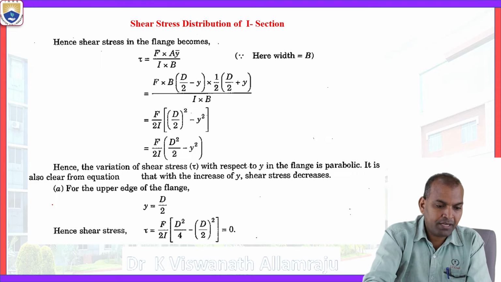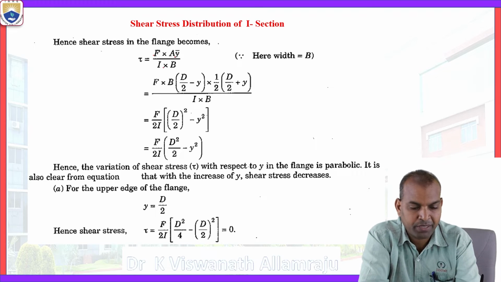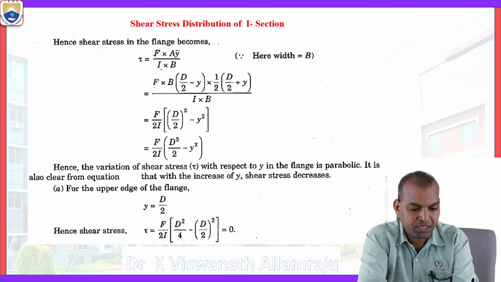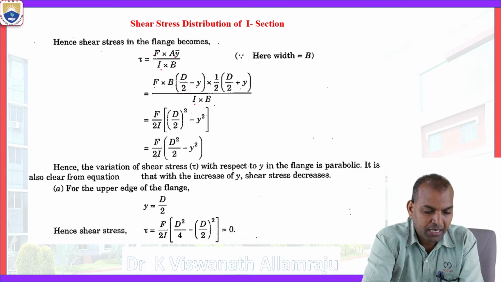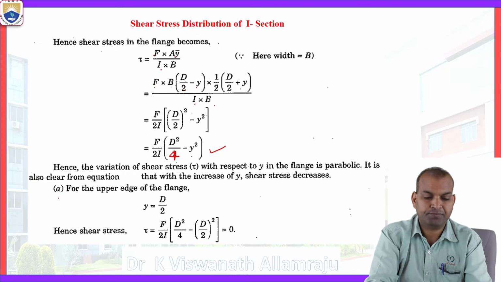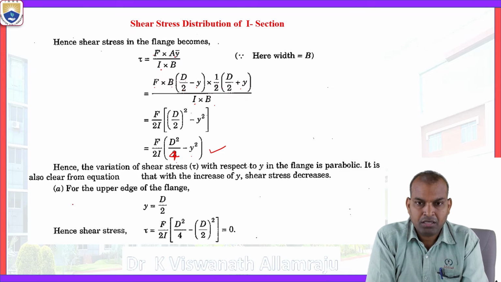Now the shaded area, hence the shear stress in the flange becomes F A y bar by I b, that is F times B times (d by 2 minus y) plus half of (d by 2 plus y) times y, divided by I b. Now this is the equation: F by 2I times (D square by 4 minus y square).